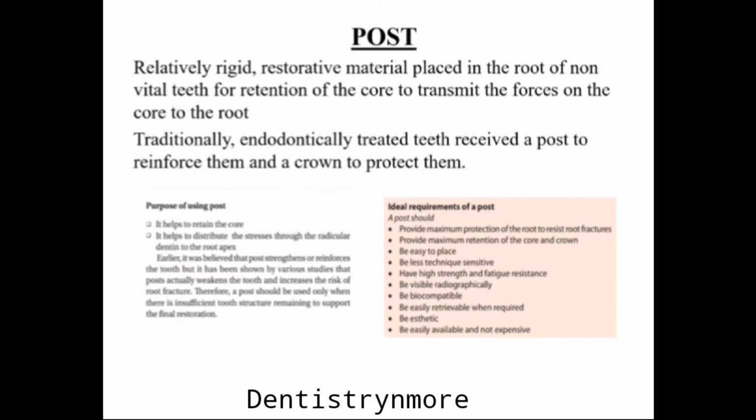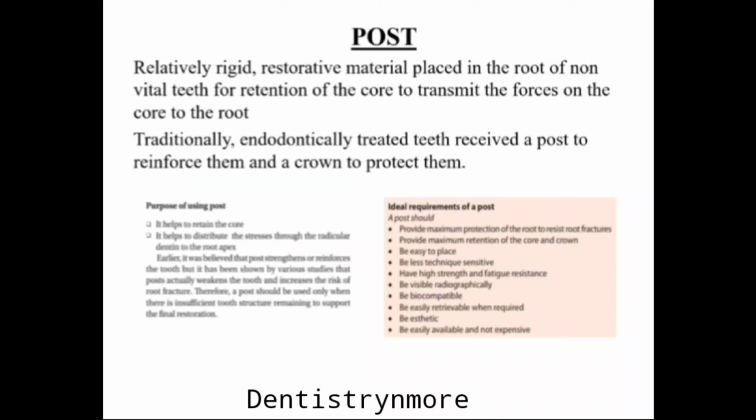Next one is post. It is a relatively rigid restorative material that is placed in the root of a non-vital tooth for restoration of the core, to transmit the forces on the core to the root. Traditionally, an endodontically treated tooth receives a post to reinforce it and a crown to protect it. So what is the purpose of using this post? It helps to retain the core, and it helps to distribute the stress through the radicular dentine to the root apex.